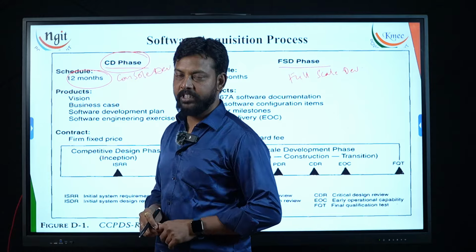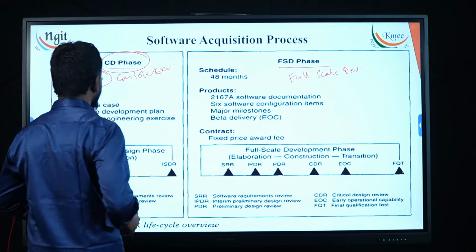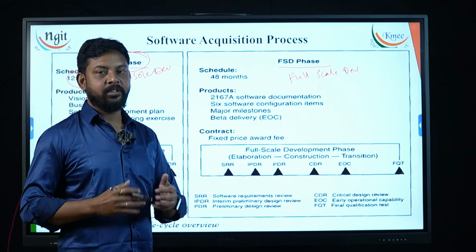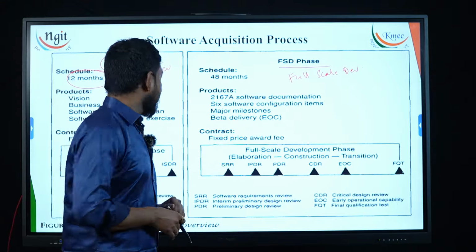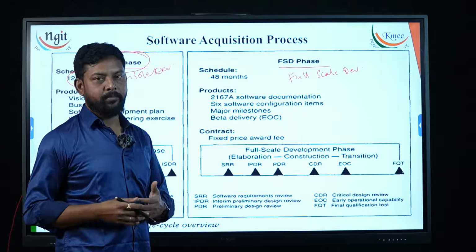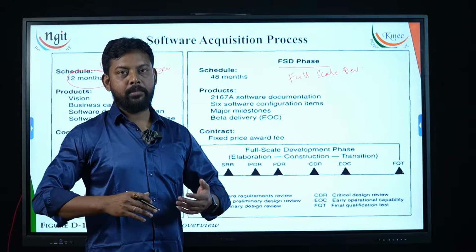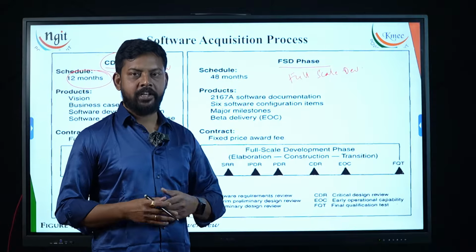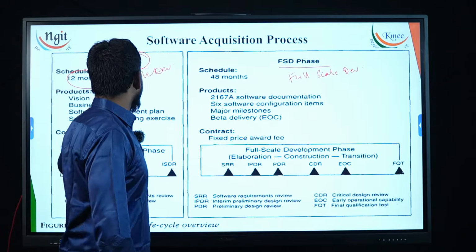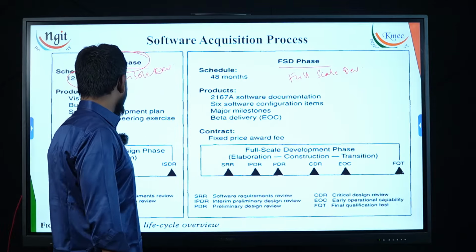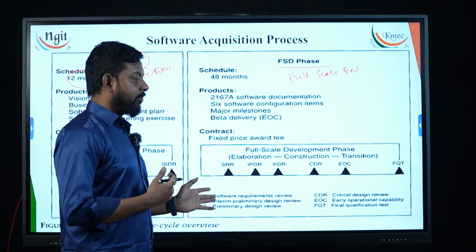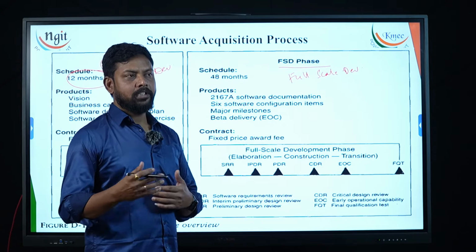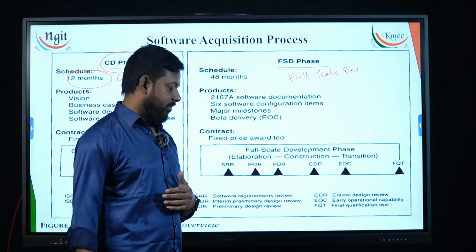The basic outcome of this CD phase is that you are supposed to create a reusable architecture by using your software development plans, by exercising different architectures that are already available in your project, and by using system software engineering tactics. The aim of this phase was to come up with a reusable architecture.